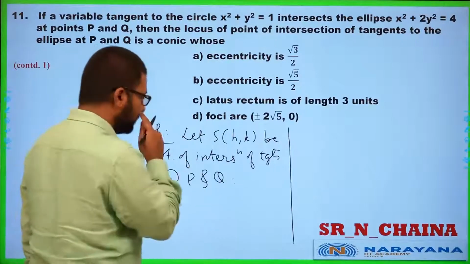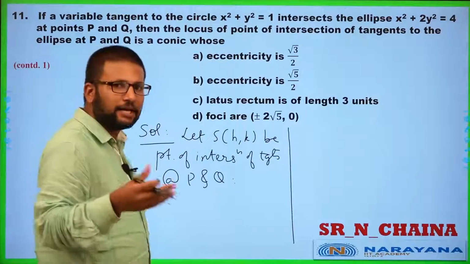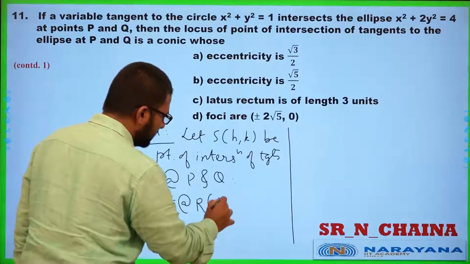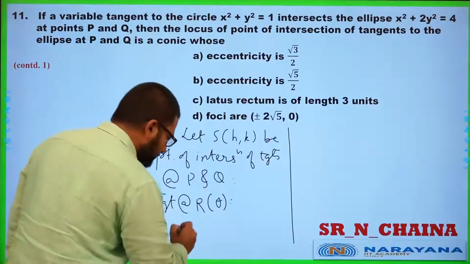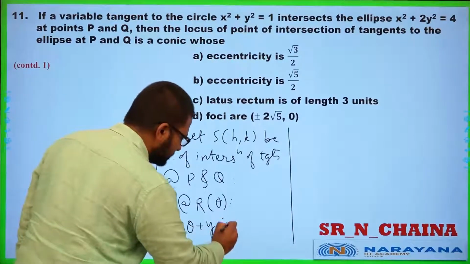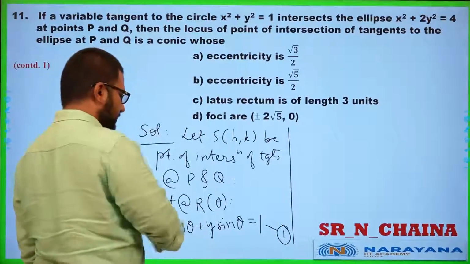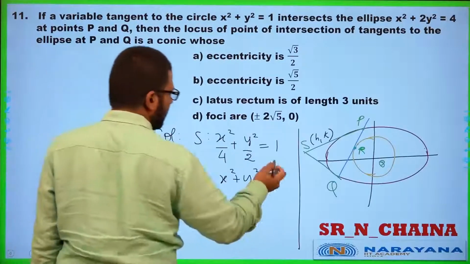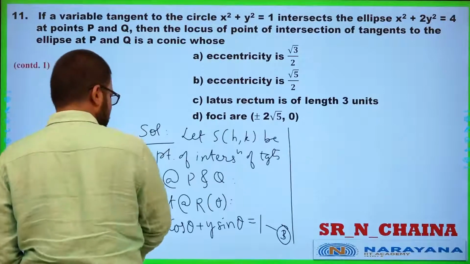Alright. So now if R is some point on the circle, then the tangent at R is given by what? Tangent at R with parameter theta would be given by, because it is a standard circle, x cos theta plus y sin theta equal to 1. Let us call this equation 3, where the ellipse and circle are 1 and 2. That tangent equation is equation 3.